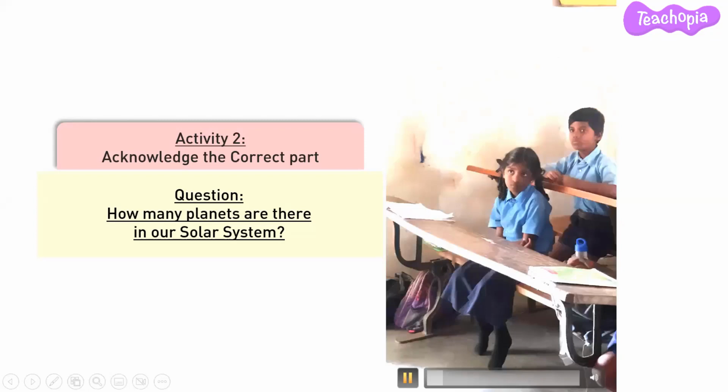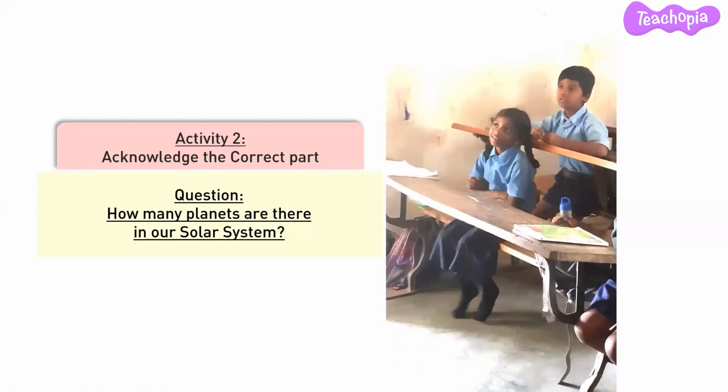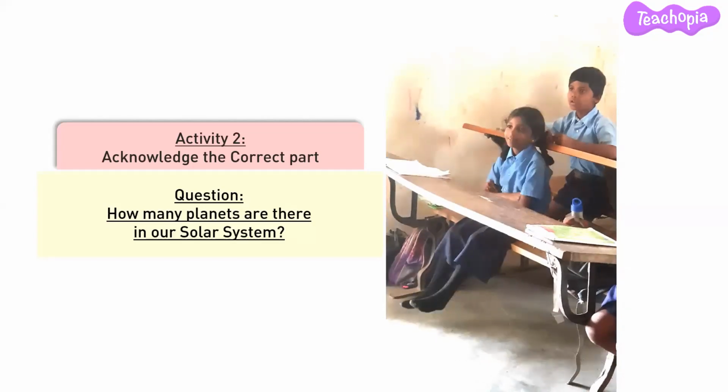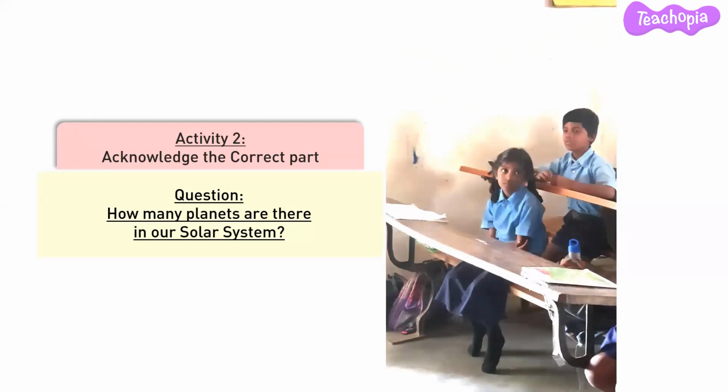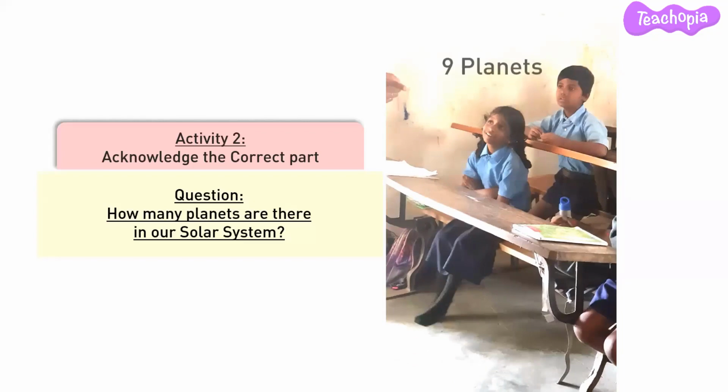How many planets are there? 9 planets? Yes. Okay. So the question here that is being asked by the teacher is, how many planets are there in our solar system? How many planets are there? 9. It was 9.